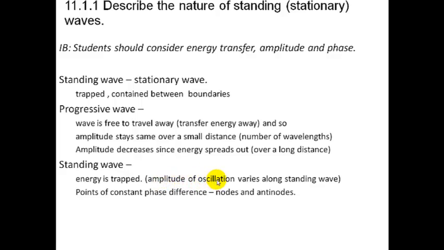Also, the amplitude of oscillation varies along the standing wave. At different places, sometimes it has a very large amplitude, sometimes it has a very small amplitude. We have points of constant phase difference, and these are called nodes and antinodes. When we have destructive interference, they're called nodes. When they have constructive interference, that's antinodes.